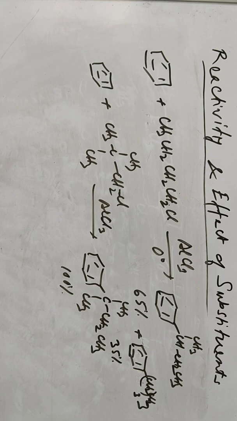Now we wind up all this for aromatic electrophilic substitution reactions. Today we discussed the reactivity and the effect of substituents. I am repeating: if the substituent on the benzene ring is an electron donating group, then the incoming electrophile will be directed to the ortho and para positions. And if an electron withdrawing group is present in the ring, then the incoming electrophile will go to the meta position.